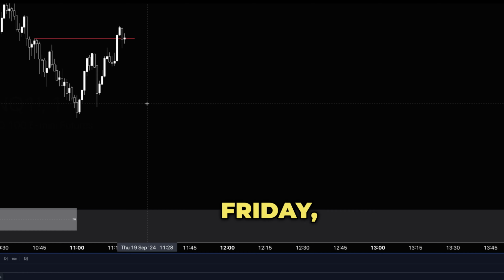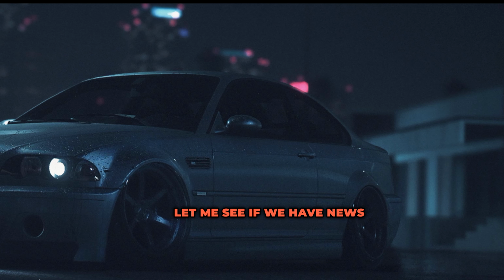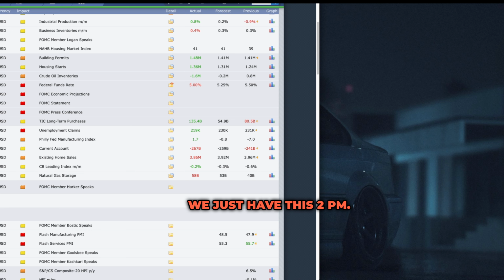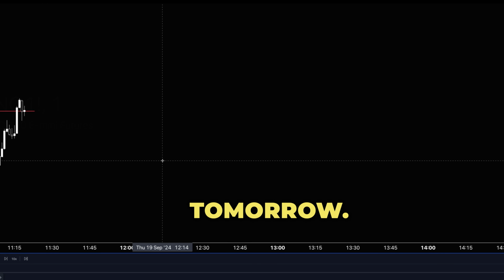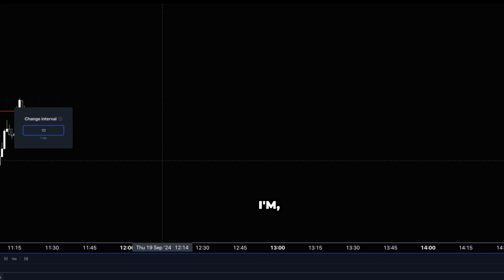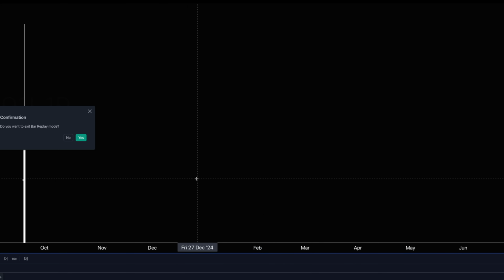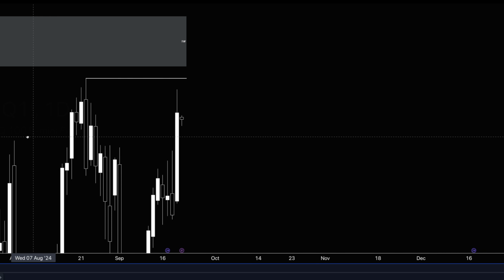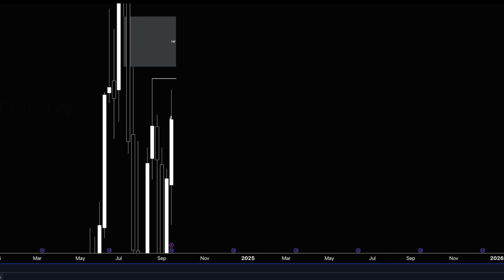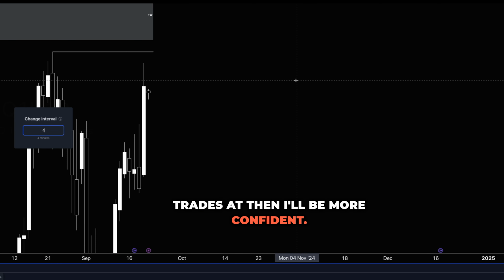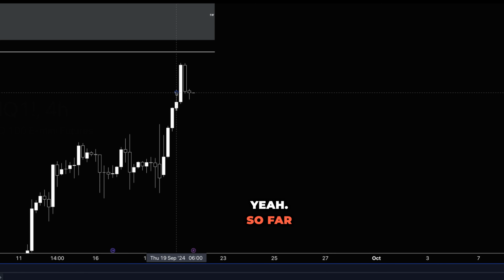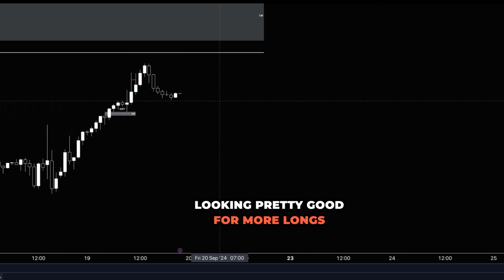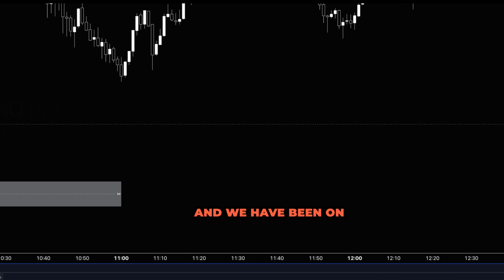So tomorrow, Friday, let me see if we have news tomorrow. Friday, we just have this 2 p.m. It's an orange folder, so you're good. So no news tomorrow. Again, I'm still expecting expansion higher to that weekly fair value gap. I want to see how Asia trades, and then I'll be more confident. But yeah, so far looking pretty good for more longs tomorrow, and we have been on a pretty nice streak so far.